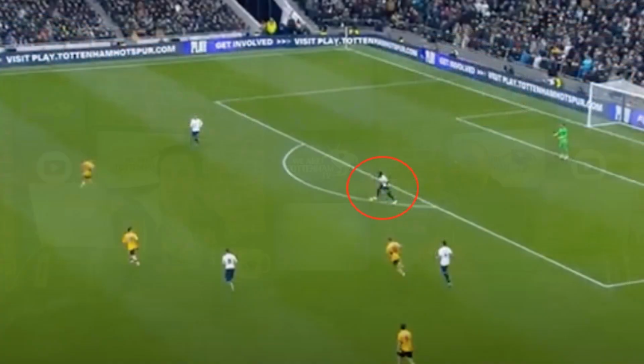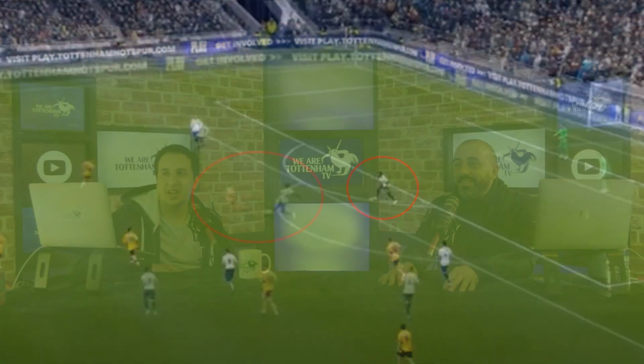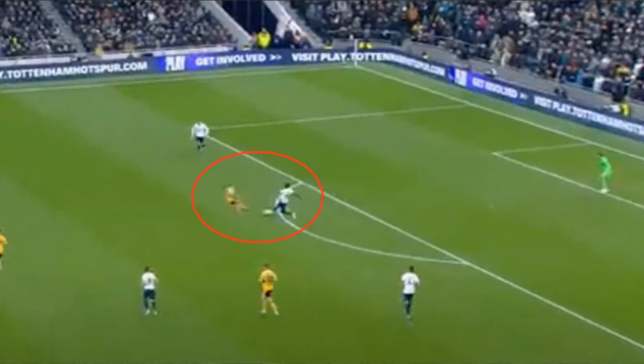Davinson Sanchez, where's he got the ball? What zone is that? Oh, I remember this clip. At Zone 14 he has it. And you know what happens next? He lets the ball run across him. He dribbles it out straight into a Wolves player.